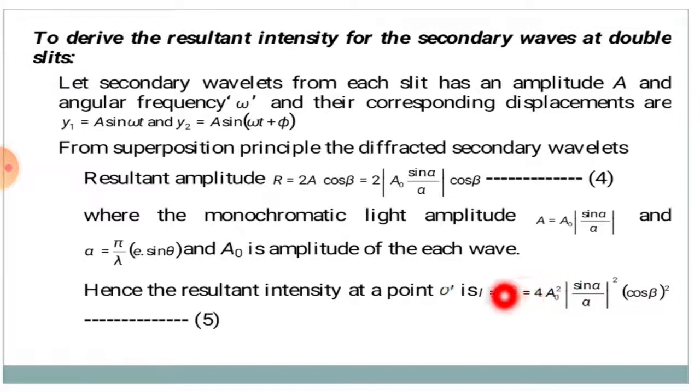Here the resultant intensity depends on two factors. One is A naught sin alpha by alpha, which gives the diffraction pattern due to a single slit, and the second term, cos square beta, gives the interference pattern due to light waves of the same amplitude from two slits. The resultant intensity at any point on the screen is given by the product of these two factors. These two factors are explained as follows.